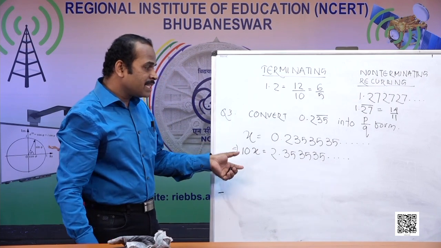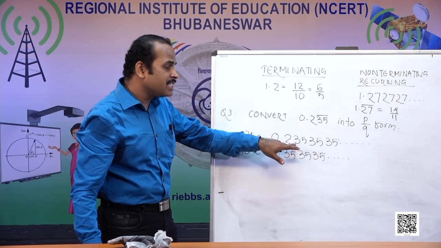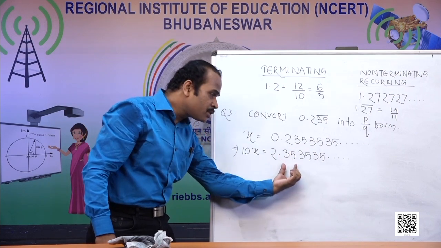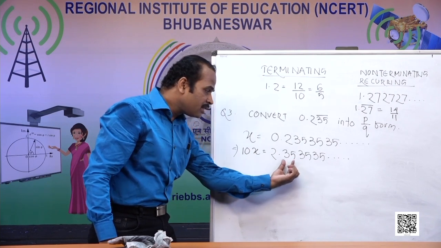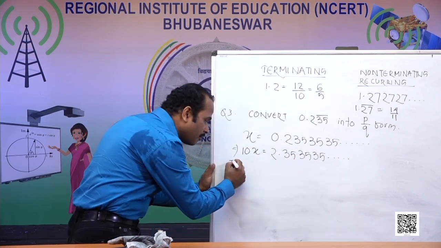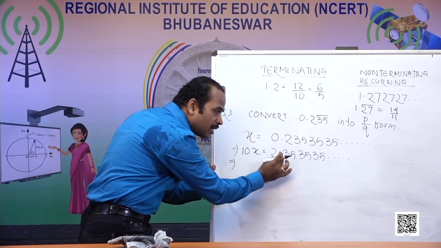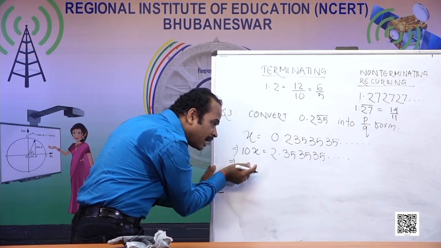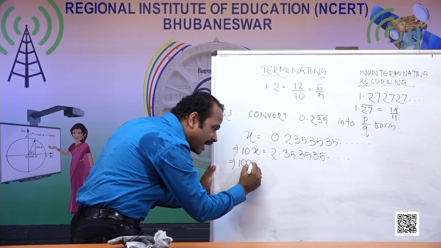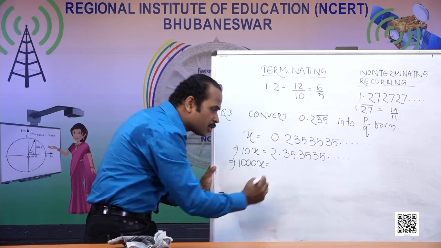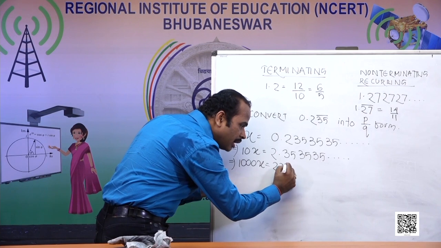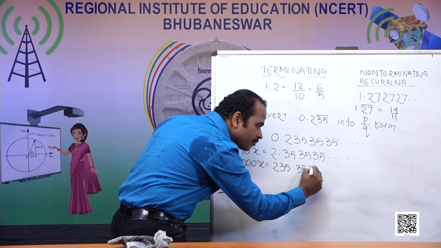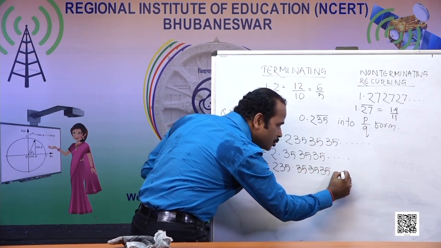Then how many digits are repeated? In 353535, 2 digits are repeated every time. So let us bring these 2 digits to this side by multiplying by 100 more. So when 10x is equal to 2.3535 bar, you will multiply it by 100. So 100 multiplied by 10x becomes 1000x. Now 1000x equal to how much? It will be 235 point, so the decimal will be moved to that place. So it will be 35, 35, 35 and so on.